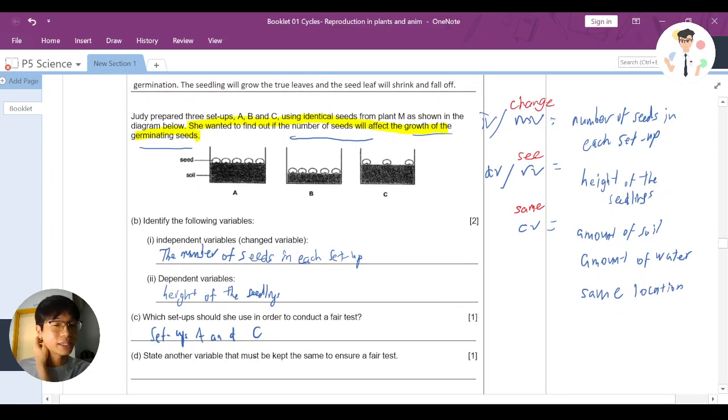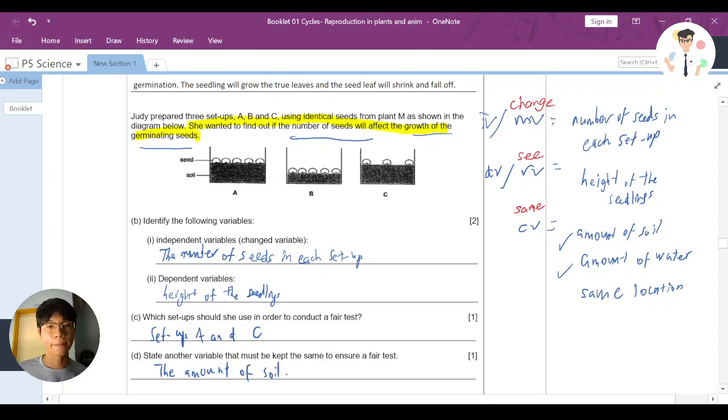Now D, state another variable that must be kept the same to ensure the fair test. I mean, if you look at here carefully, basically we have actually explained here. You can just write amount of soil, amount of water, or the location of this setup should be placed the same. Okay, so I will just write here the amount of soil in this case.